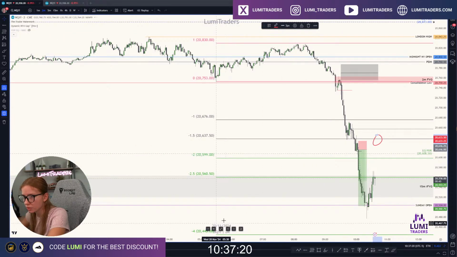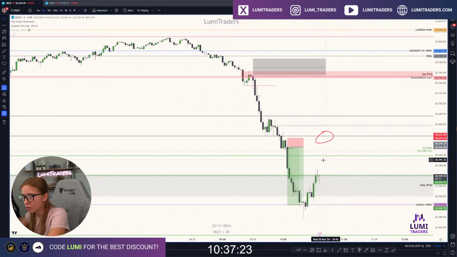We still have forced standard deviation right here. And all I would like to anticipate is a potential move up right here. But still we can get maybe even like a 100 points move up.